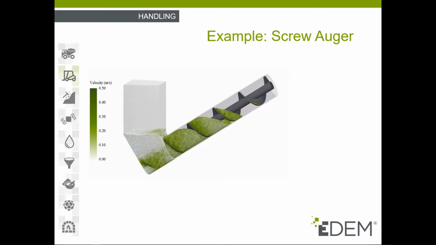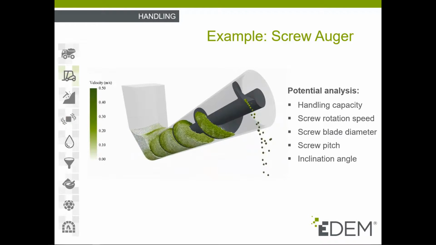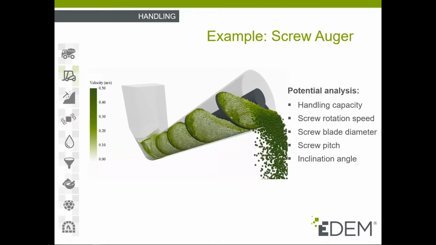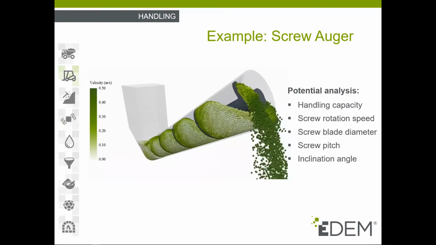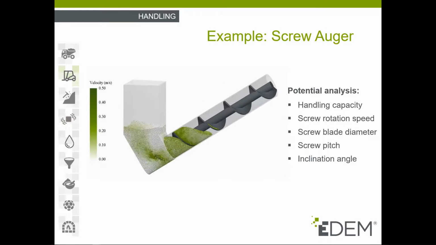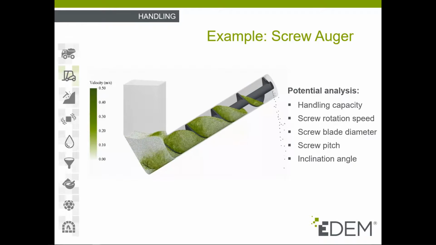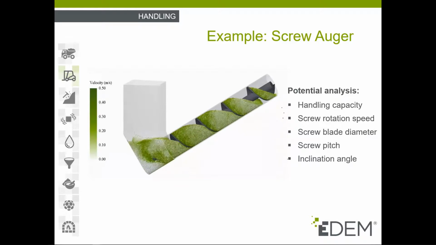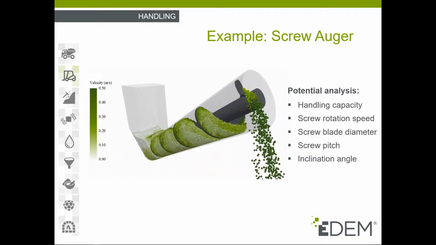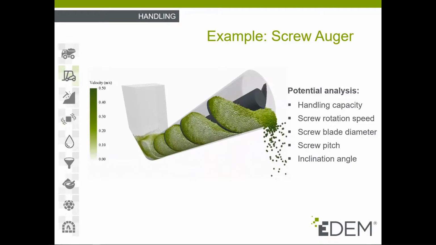Now, in this slide, we are showing a screw conveyor video, which shows a range of parameters that can be analyzed. For example, handling capacity. That is an indicator to measure production capacity of a screw conveyor. However, it is also closely related to other parameters, such as the screw blade rotation speed, that has great effect on handling capacity. Another parameter is the screw blade diameter, as it is directly related to the capacity and equipment dimensions. We also have the screw pitch.